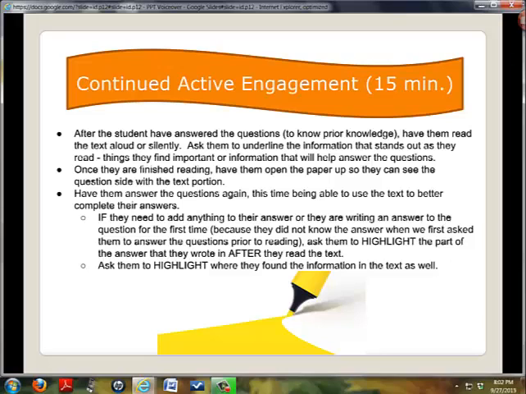If they need to add anything to their answer, or if they are writing an answer to the question for the first time, ask them to highlight the part of the answer that they wrote in after they read the text. Ask them to highlight where they found the information in the text as well.